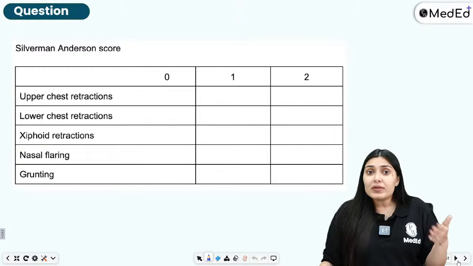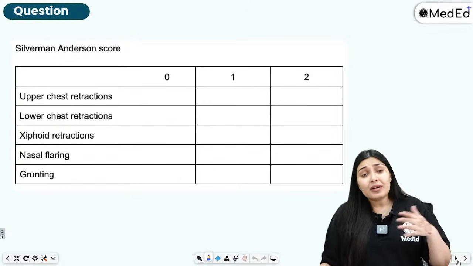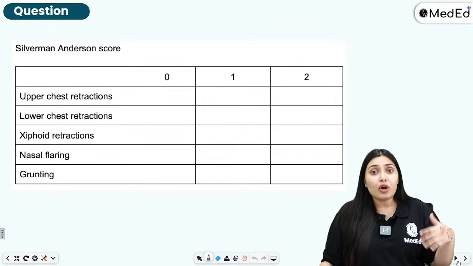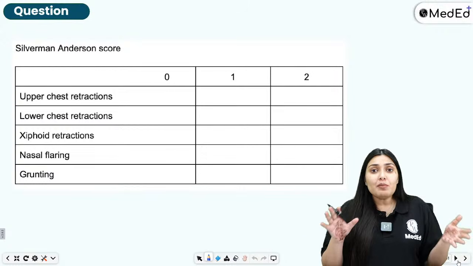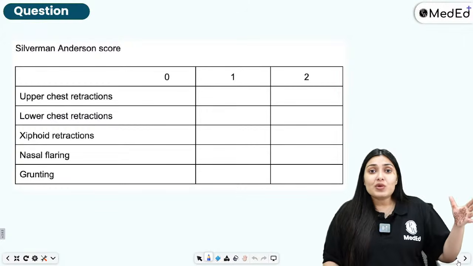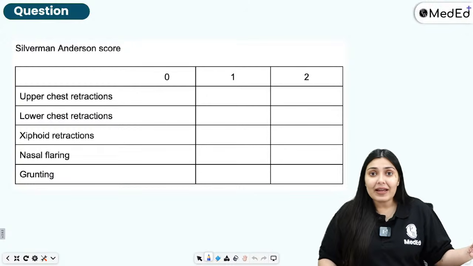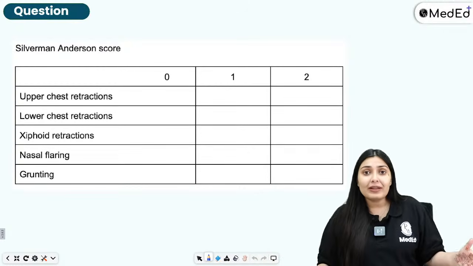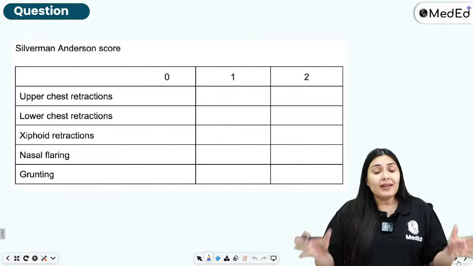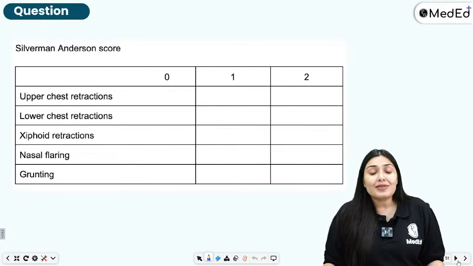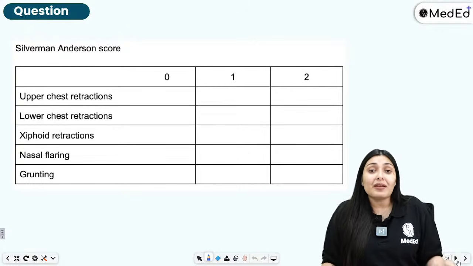But the consultant looks at the baby for the first time and says, no, the child is still in distress. But you say, sir, it was actually a lot more in the night, the child is improving. So is there some marker that can tell me that this was 10 in the night and now 5 or 4 in the morning? There comes the role of the Silverman-Anderson score and the Downes score, these respiratory distress scores.